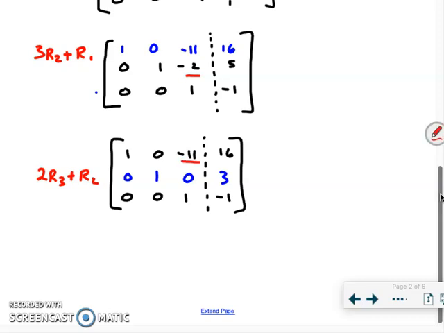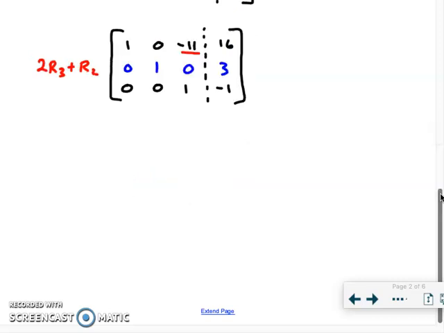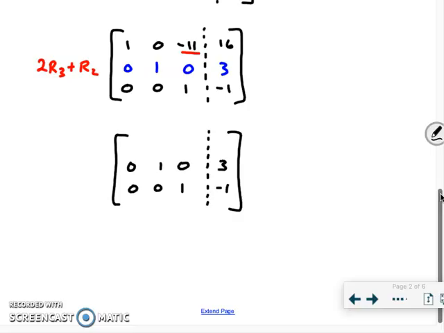The last value that needs to be targeted, again, is our -11 in row 1. So again, we have rows 2 and 3 exactly as we want them. So I'm just going to copy them down before I accidentally change something. And row 1, again, is about to be changed significantly. So again, we have -11 in row 1, column 3. I need to have a 0 there. So what we are about to do is take 11 times row 3 and add that to row 1.